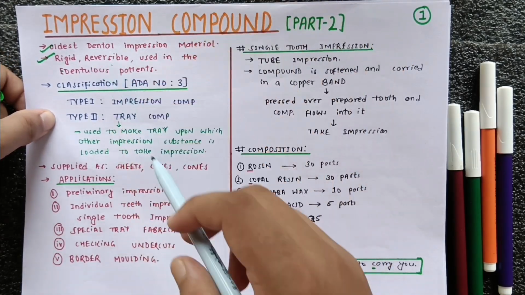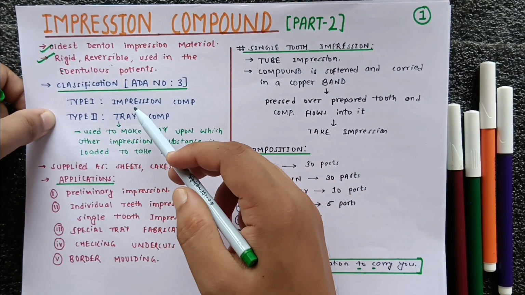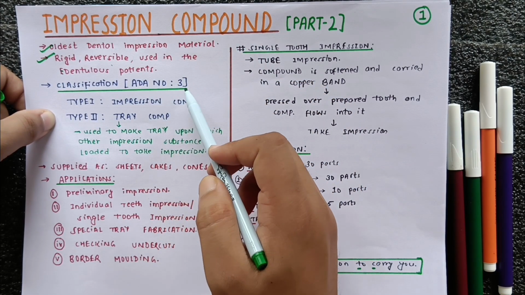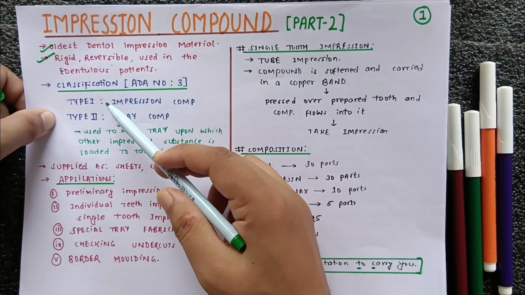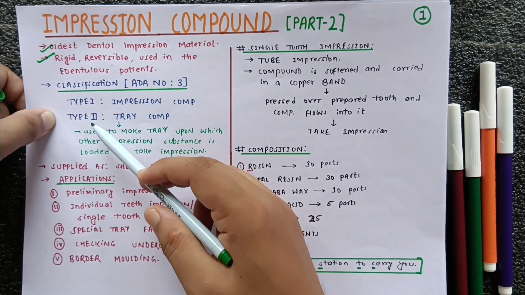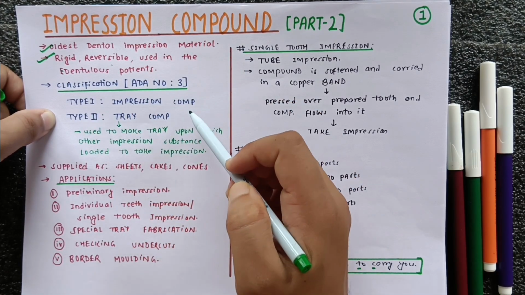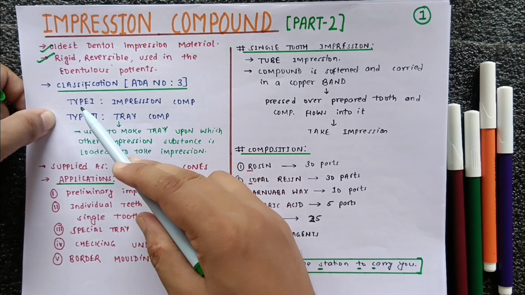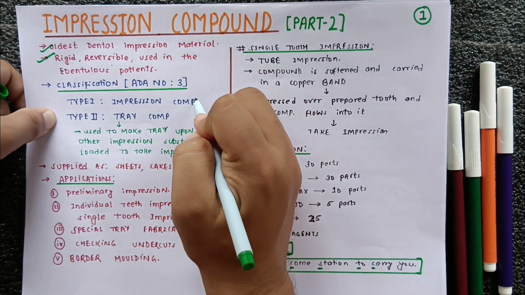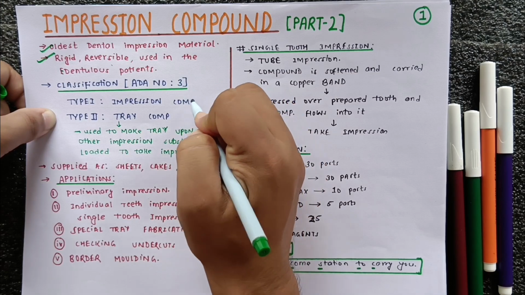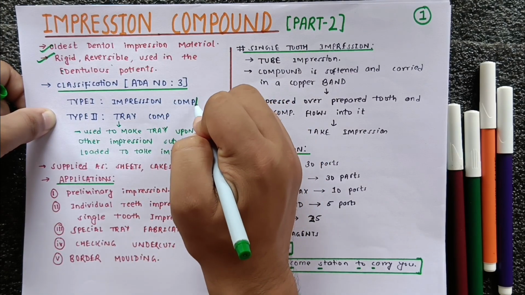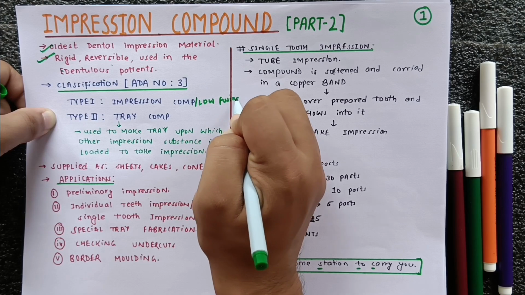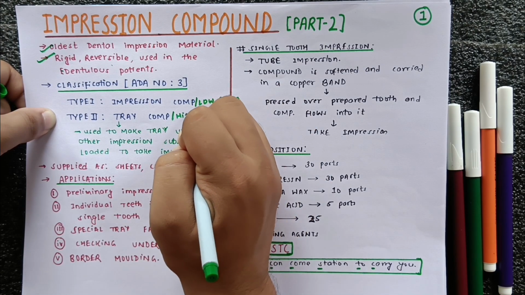After this, here is the classification of this impression compound. According to ADA number 3, we have two types of impression compound, type 1 and type 2. Type 1 is the impression compound itself, and type 2 is the tray compound. Or we can also say type 1 is low fusing, which I will mention later, but for now just remember it is a low fusing material, and type 2 is a high fusing material.